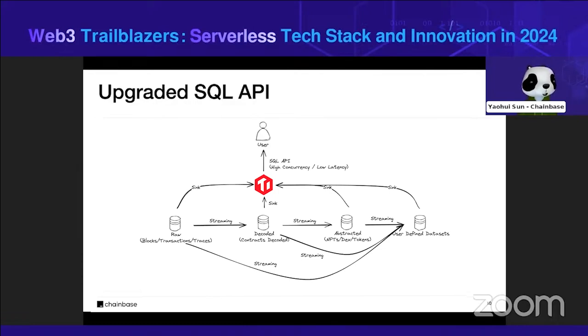This pivotal shift in our architecture means that users can now access a SQL API that is not only low latency and high concurrency, but also boasts high availability. These improvements are designed to ensure faster QPS, greater reliability, and enhanced freshness of data.